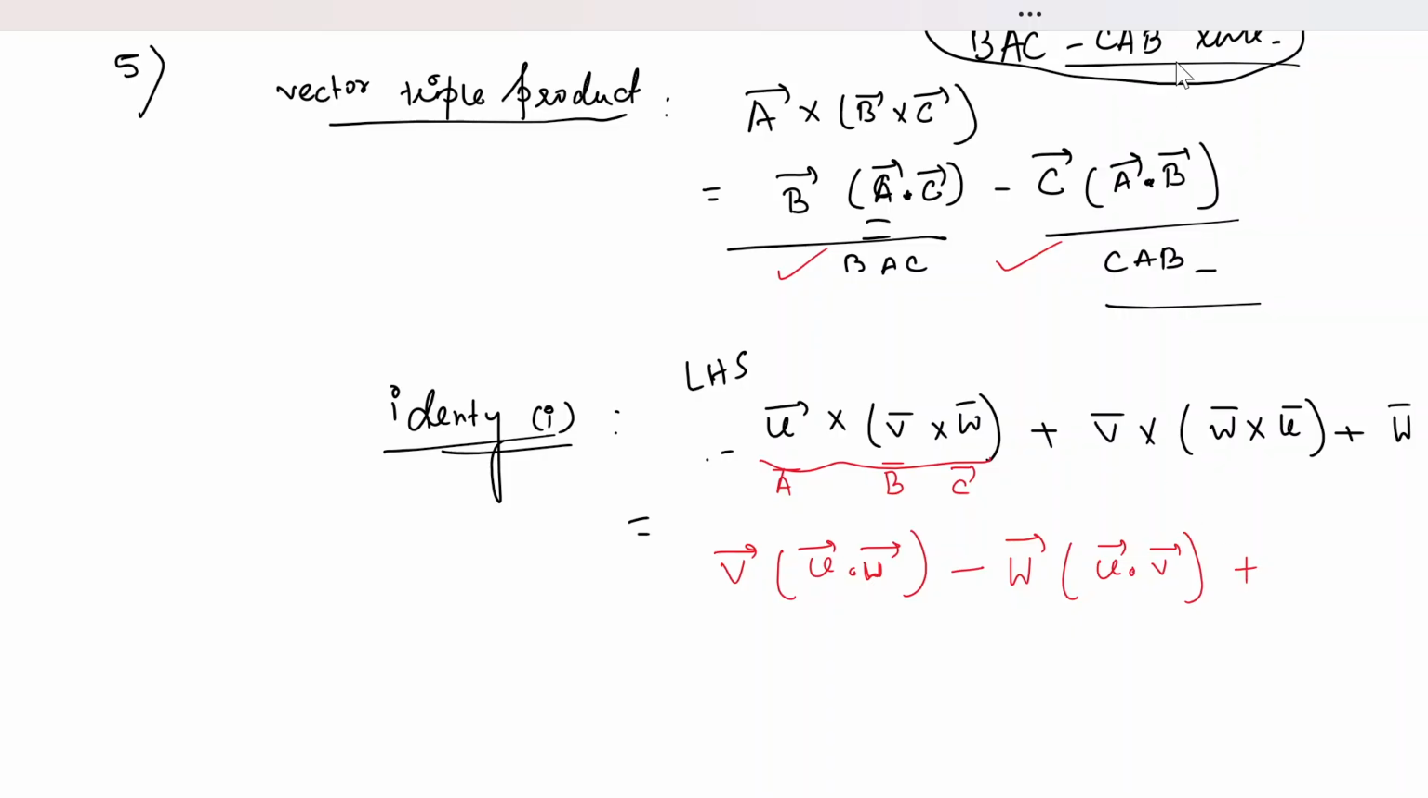Then the second term comes, which I'm going to write in green to separate it. Here A is V, B is W, and C is U. Just mentally picture it so that you can relate it with the general back cab rule. So V cross W cross U will be, B is your W here, so W vector first.